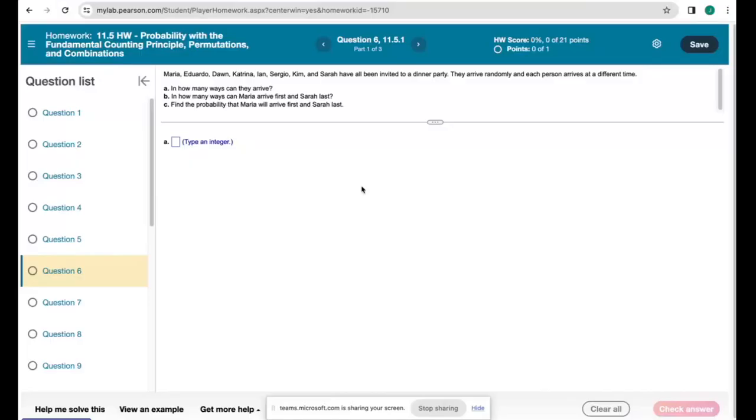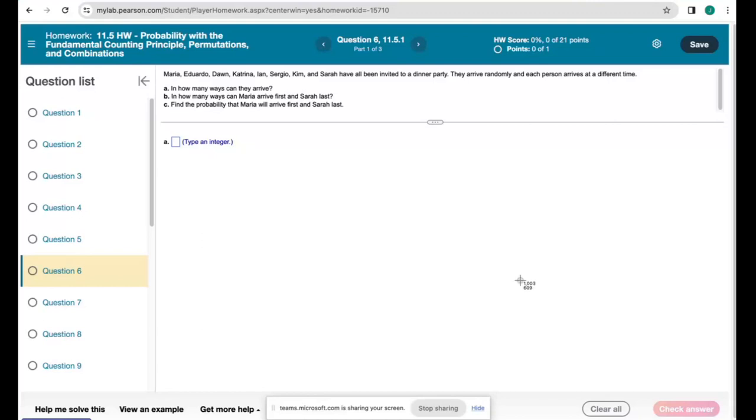All right, so this is section 11.5. We have this example here. All of these people here have been invited to a dinner party. They arrive randomly, and each person arrives at a different time. We want to know in how many ways can they arrive, and how many ways can Maria arrive first and Sarah last, and then find the probability that Maria will arrive first and Sarah last.